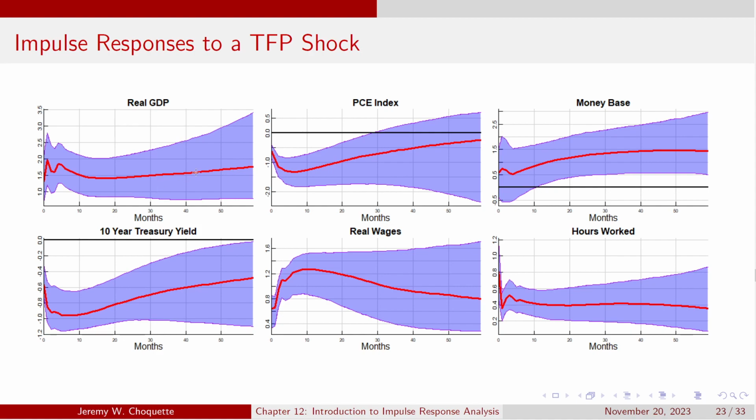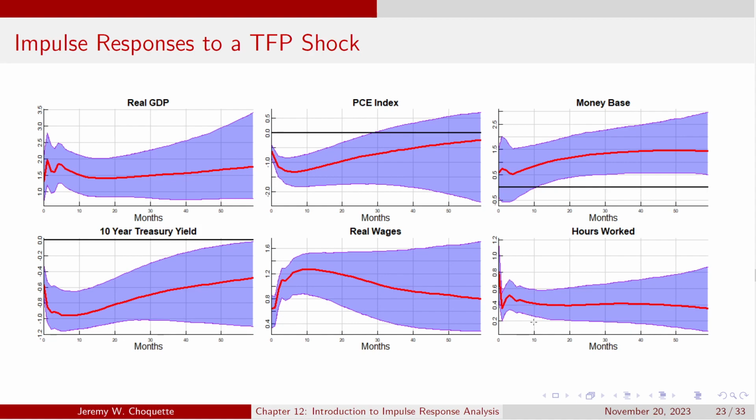Now, can we be fairly confident that these are significant responses? The answer is yes, because this is above 0 at the maximum deviation. This is below 0 at the maximum deviation, right? And this upper Bayesian credibility band is below 0, so okay, we're good there.